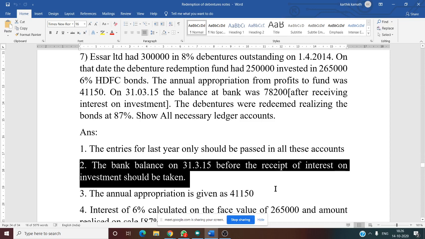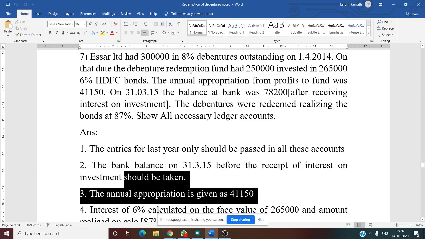Annual appropriation is given as 41,150, that we know. No need to calculate a working note. P&L information is directly given.